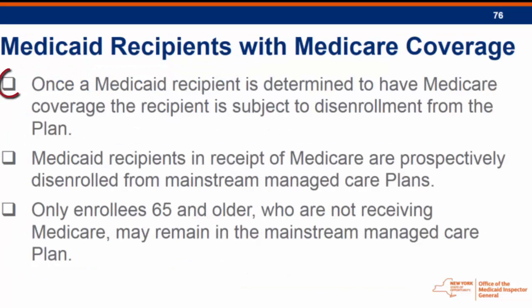retrodata@omig.ny.gov. Once a Medicaid recipient is determined to have Medicare coverage, the recipient is subject to disenrollment from the plan. Medicaid recipients in receipt of Medicare are prospectively disenrolled from mainstream managed care plans. Only enrollees 65 and older who are not receiving Medicare may remain in the mainstream managed care plan.